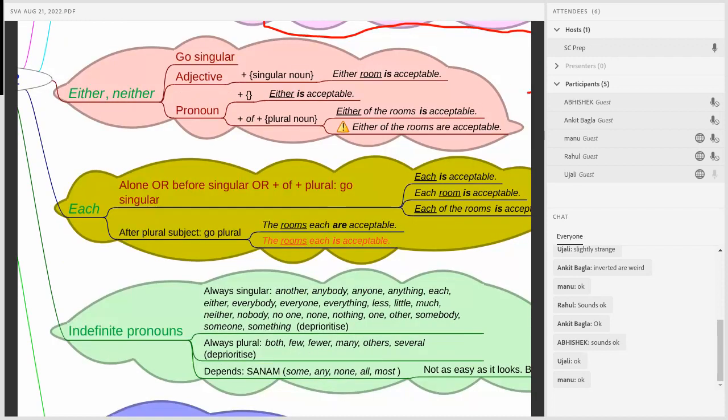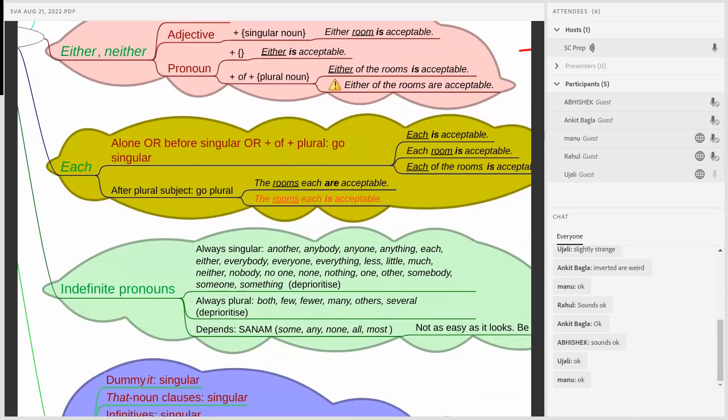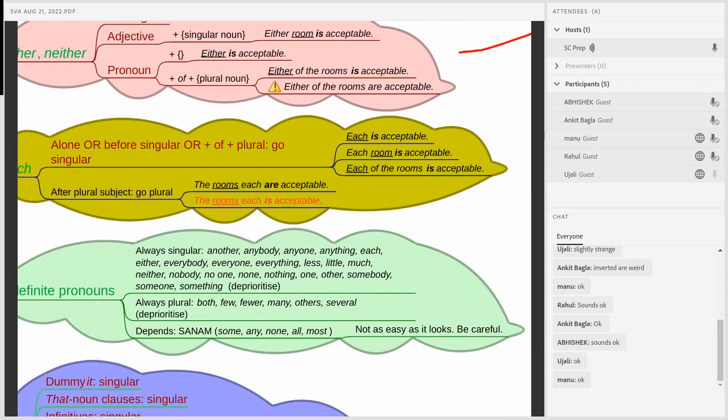Now let's move to each. Each is very similar to what we just discussed with one exception. Anyway, let's quickly summarize the similarities to either and neither. So each can be used alone, right? Each can be used with a singular noun. That's what you see in these three examples on the right hand side. So let's quickly summarize. Each can be used alone without anything else. Each can be used before a singular noun, and each can be followed by of plus a plural noun. In all three cases, the verb is singular.